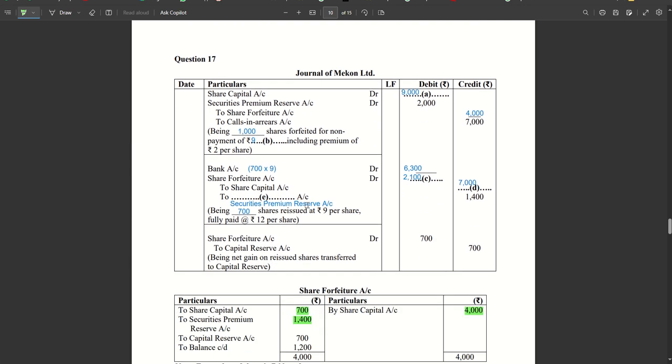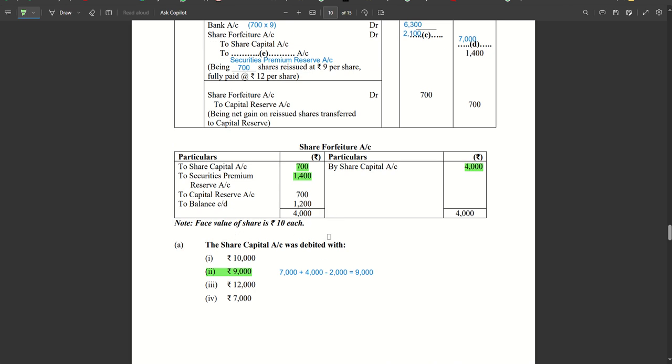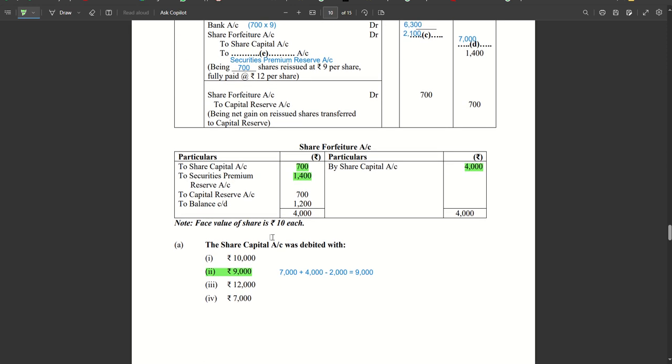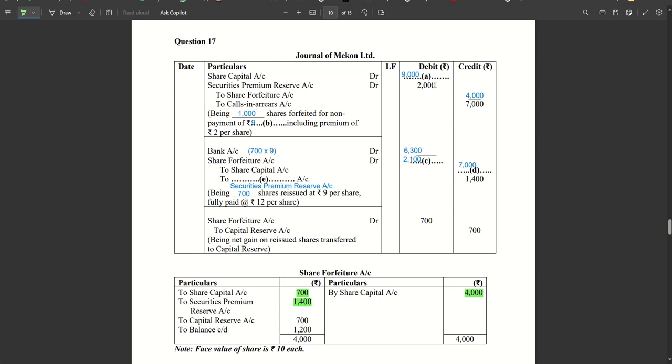Moving on to number 17, and this is really interesting. You have to use your understanding to solve this. We have journals of forfeiture, reissue, and capital reserve, and we have the share forfeiture account as well. The first one says the share capital account was debited with how much amount? So here this is the first journal they're talking about. How to calculate that? If you see here, 7,000 and 4,000 that we have, plus, so 7,000 and 4,000 are added, minus 2,000, which is the debit premium.